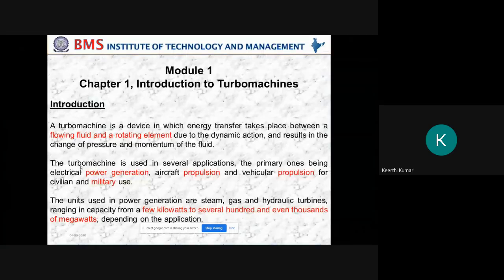Okay, next. So this is the definition of turbo machine. So next is where it is used. The turbo machines are used in several applications, the primary one being electric power generation. So don't think that turbo machine is only a turbine. It is used in many applications where you see here: power generation, aircraft propulsion, and vehicle propulsion for civilian and military use. So wherever the fluid is flowing over the rotating element, those machines are called turbo machines.